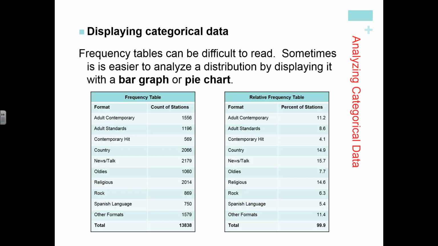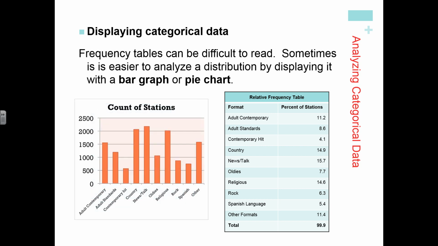Sometimes it's kind of hard to read a frequency table. It's hard to see what it's really trying to tell you. So instead, we'll use bar graphs or pie charts to analyze the data. A bar graph represents each category as a bar. The heights show the category's counts or percents. Bar graphs are really easy to read, and they're really easy to make.